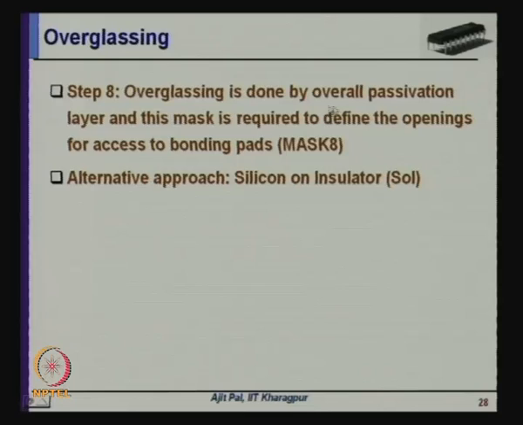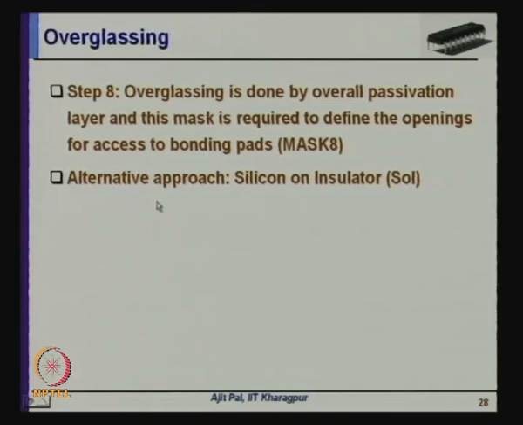So, overglassing is done by an overall passivation layer, and this mask is required to define the openings to access the bonding pads. So, they will be connected to the bonding pads, and then you will form a package, either dual inline package or some other kind of package, and then it will be available in the market.